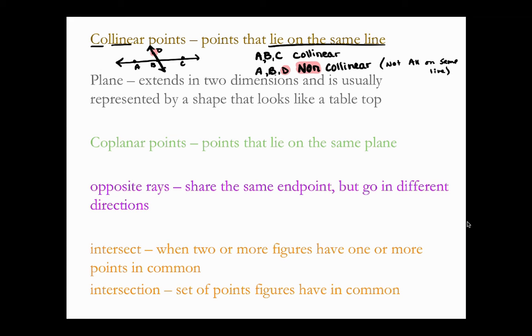A plane is something that extends in 2 dimensions and is usually represented by a shape that looks like a tabletop. The most basic plane that we will draw is a 3-sided plane. So we have 3 sides, and we name it with the points at the corners. So we would call this plane, and then you simply pick any starting point and name all of the points. So this is plane CAB.